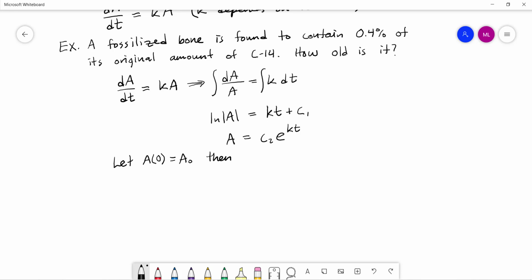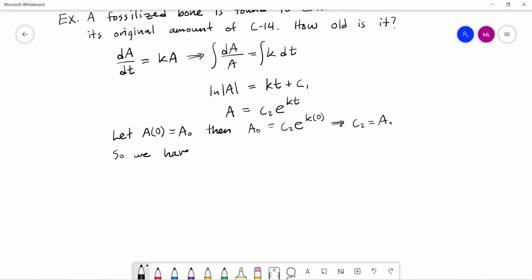Then, if that amount is what we use for our initial condition, we can plug that in to our equation over here. We'd get that A0 plugged in for the value of A is going to be equal to C2 times e to the k times 0. And by the same arguments as before, this exponential is just going to be 1, and C2 must be A0. So C2 is A0.